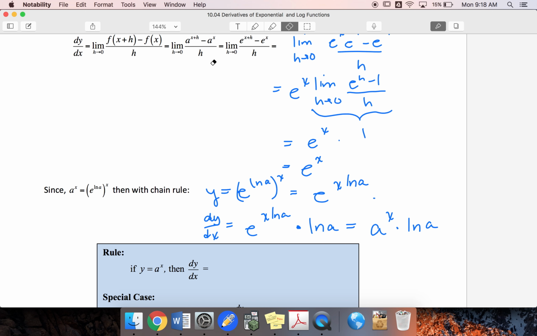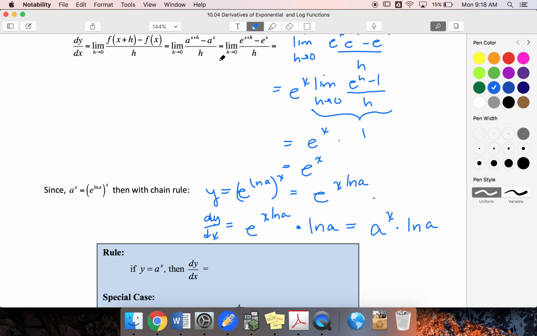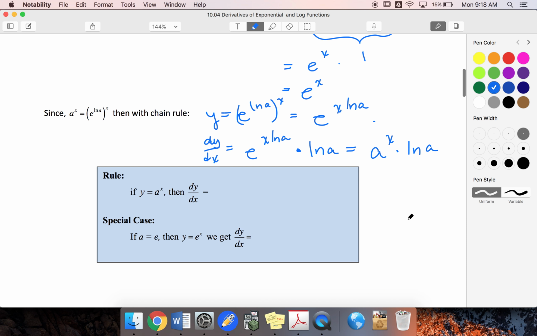All right. So neither one of these things you have to memorize, though, because they're both in your formula book. So if y is a to the x, the derivative is ln of a times a to the x. If a is equal to e, well, ln of e is just 1, so we get e to the x.